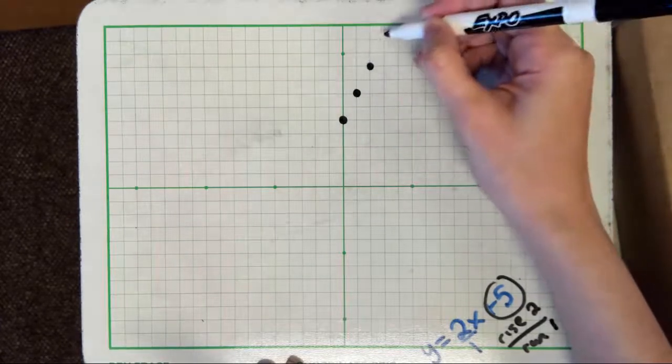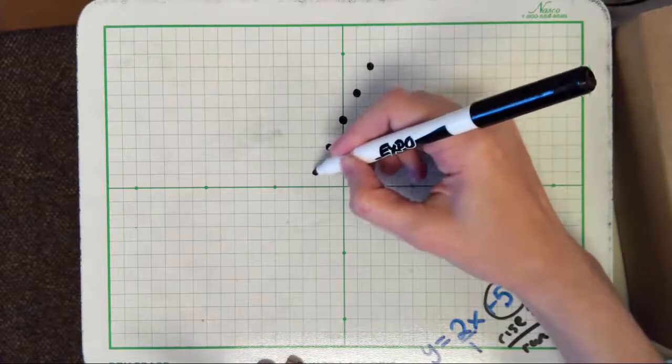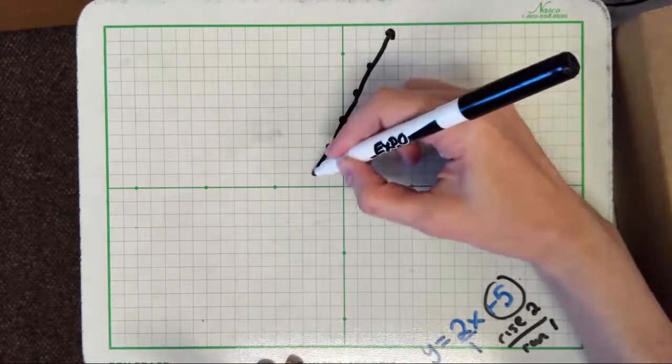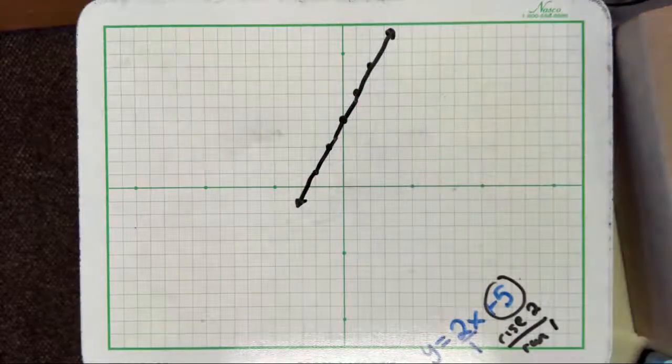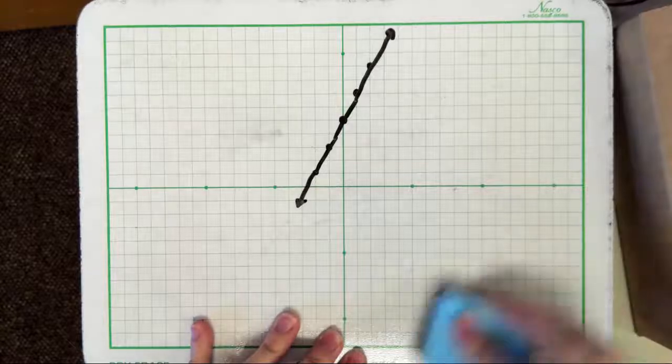I can keep going and make lots of points. I can go the other way, down 2 and left 1, and make some more points. The more points you have, the easier it is to draw your line fairly straight. Most teachers want you to at least have 3 points. Some might want you to have more. But having at least 3 points helps us be able to see exactly what our line should look like. So that's y equals 2x plus 5. Let's try one with a negative slope.